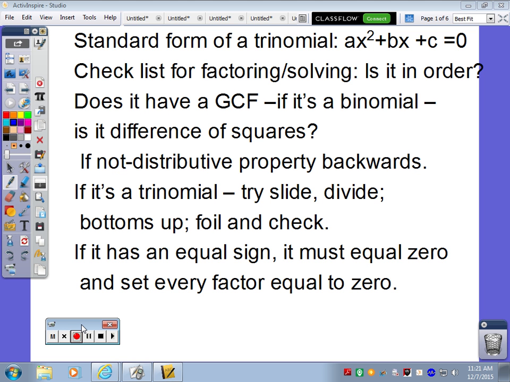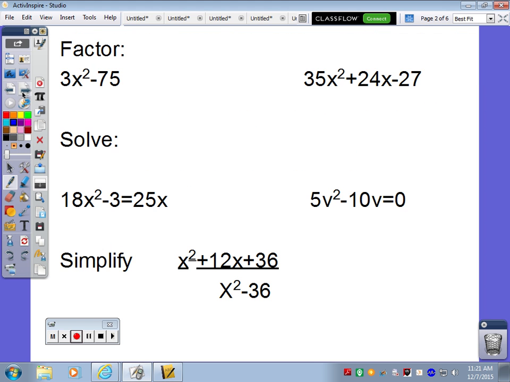Okay. This is the information you need to know to do the retake. Read through it, make sure you know it all. Make sure you do the checklist when you're doing the factoring. Again, it should be memorized.